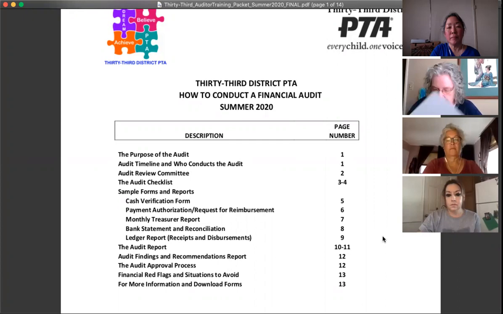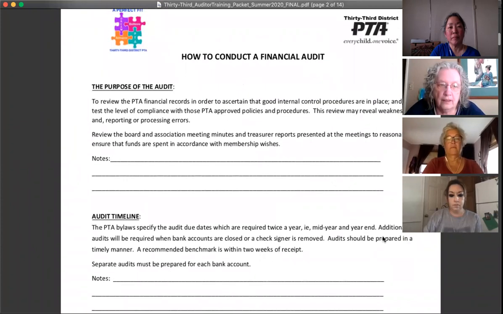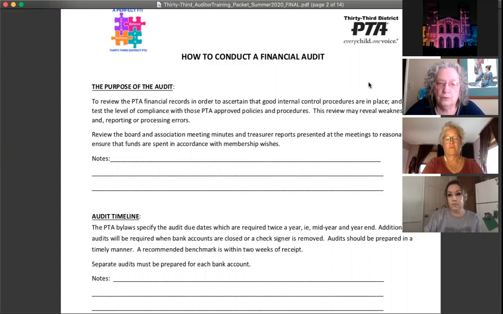And so our first page, if you want to go down to page 1, is how to conduct a financial audit and the purpose of the audit. Our purpose is to review the financial records, keeping in mind all the good internal control procedures and testing compliance with those approved policies and procedures. We know that the PTA has no shortage of policies and procedures, but we're testing the implementation of those procedures.